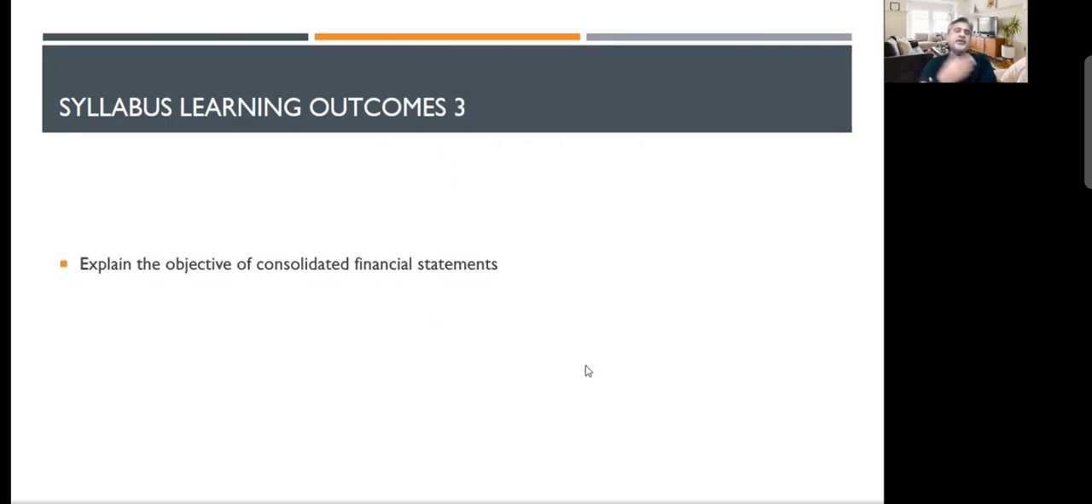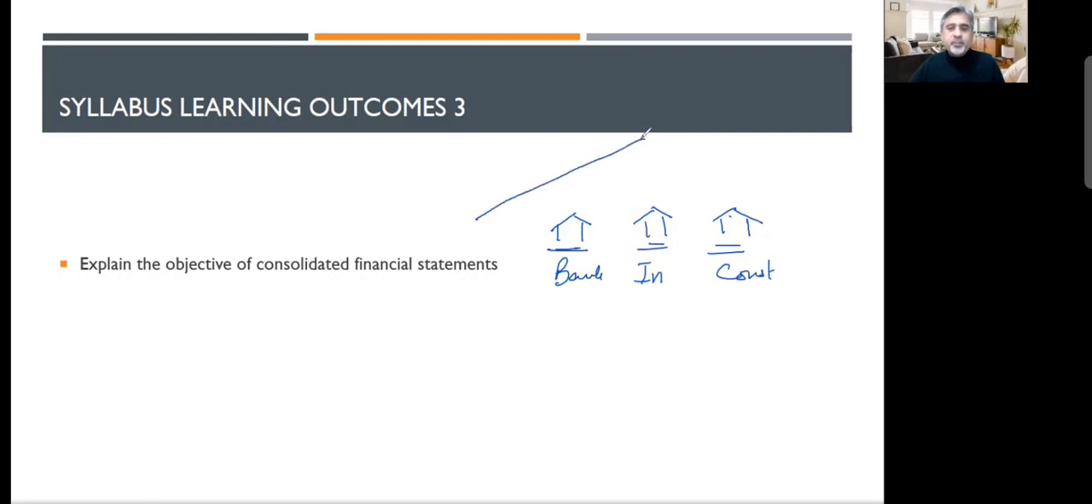Explain the objective of consolidated financial statements. Of course, shareholders are investing in the parent company, and you need to show the results of the overall group, because we treat it as if it is a single entity. What happens in consolidation? You have one entity here, another entity here, and another entity here. These are 3 different legal entities. This could be a bank, this could be an insurance company, this could be a construction company. All 3 are within the same group. So when you prepare group statements, you actually put all 3 of them under one roof. You assume that they are in the same house.